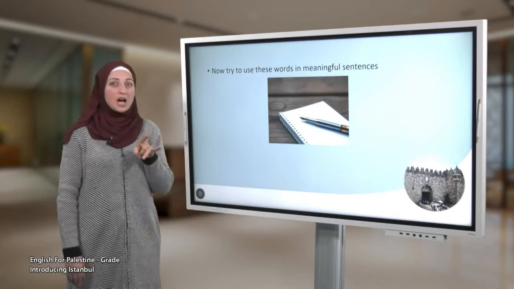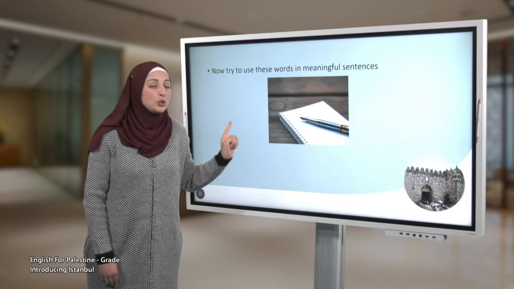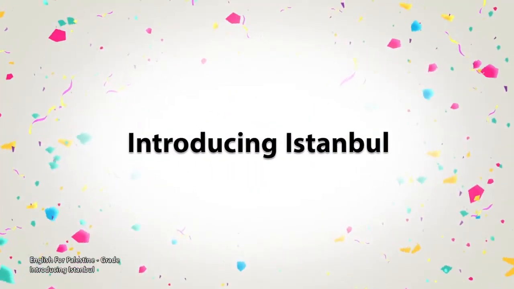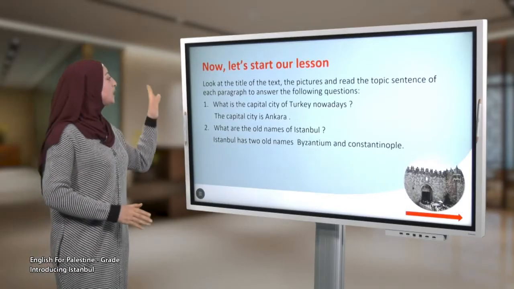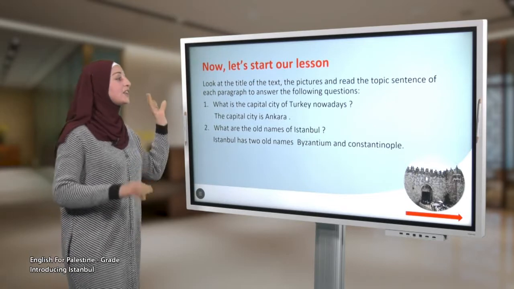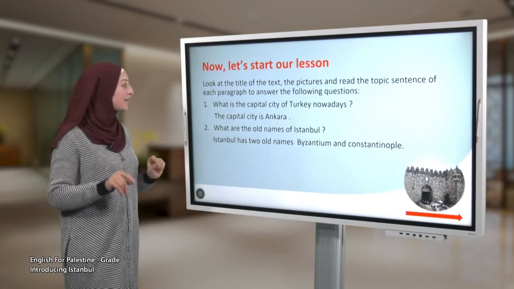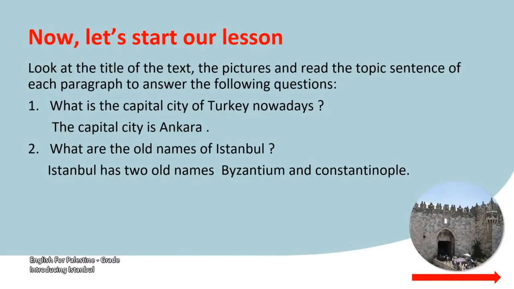Okay, now you will try your best to write meaningful sentences using those new words. Now, let's start with our lesson. Look at the title of the text, the pictures, and read the topic sentence of each paragraph to answer the following questions. Question number one, what is the capital city of Turkey nowadays?